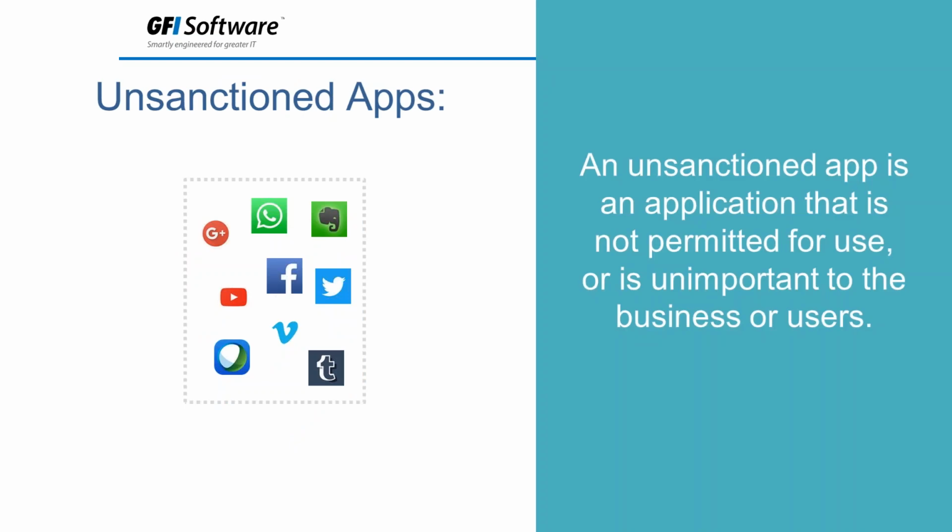Conversely, we want to look at unsanctioned applications. Now, unsanctioned applications are simply those that are just not permitted for use. They may violate terms of use policies. They may be unimportant to the business or the users in general. So, as you can see here, we have a few examples of WhatsApp, Facebook, YouTube, Twitter. Now, we could even go as far as to say that maybe these are unsanctioned applications to the business for certain groups or certain departments.